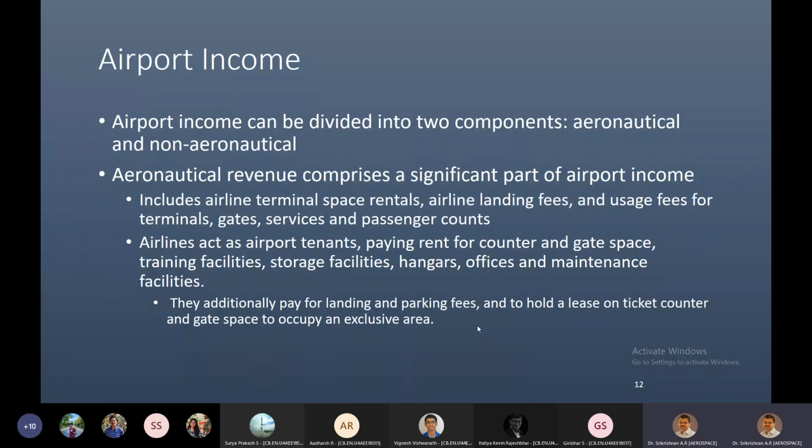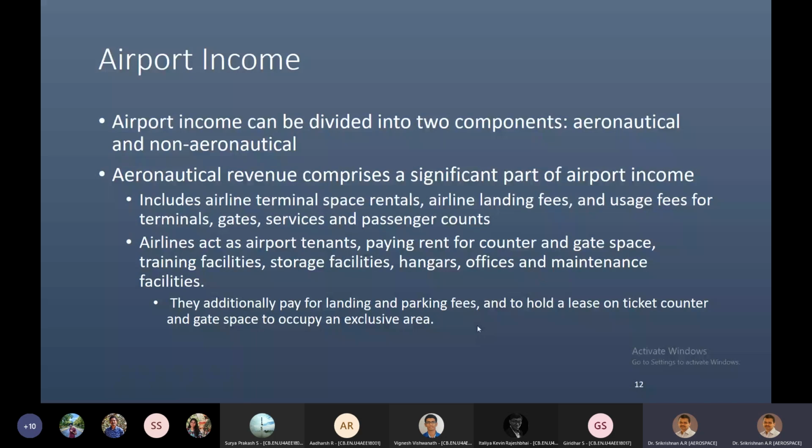This I mentioned earlier also. The income of an airport can be categorized into two classes: one is aeronautical income and the other is non-aeronautical income. Now, I guess the naming is quite obvious.